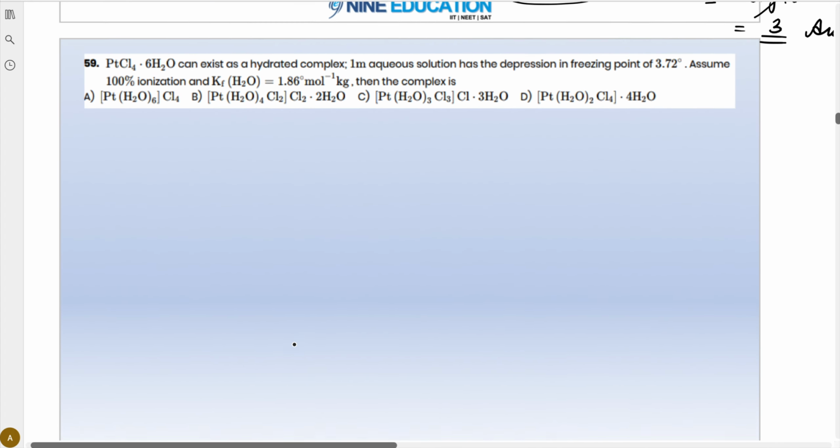Now check the next question. PtCl4 6H2O exists as a hydrate complex in aqueous solvent, has a depression in freezing point. This much depression is given. Assume 100% ionization, means alpha is 1, and Kf is given to you. Then the complex is which one? So you need to see how much the Vant Hoff factor I is. Vant Hoff factor will tell you that if the salts are dissociated, how many ions they will give, because given 100% dissociation they will dissociate completely. So one by one we will calculate.